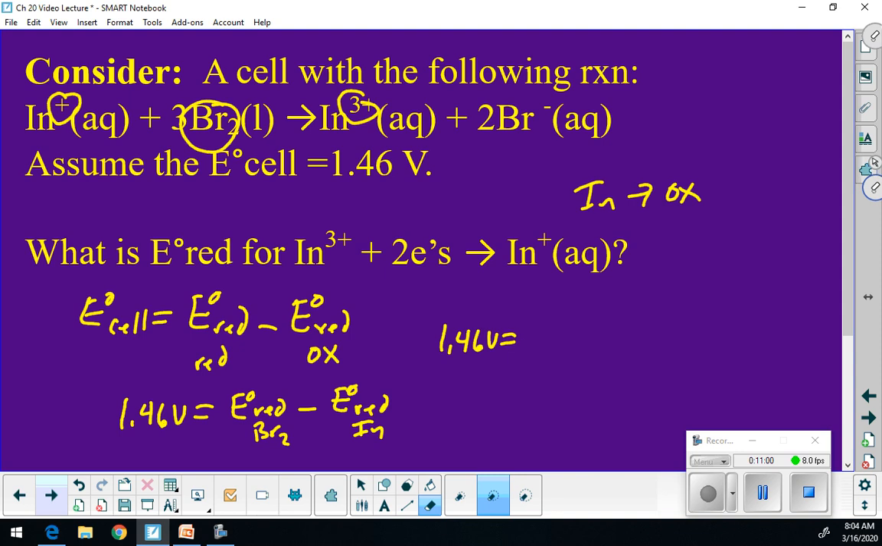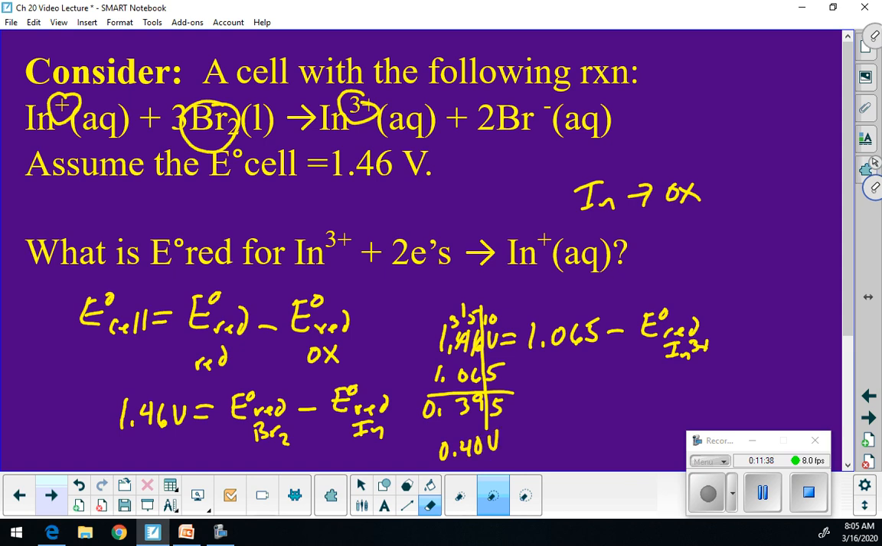1.46 volts is equal to my bromine, 1.065, minus my standard reduction potential of my indium, right? My indium 3, I guess, is what that would be. Okay, so then I subtract 1.065. I think I can do that in my head. It might be tough. Make that a 5, make that a 10, make that a 5, make that a 3, make that a 1, make that a 9, make that a 3. How about a 0.9395? But really, I don't get that many sig figs, so I'm going to go with 0.40 volts.